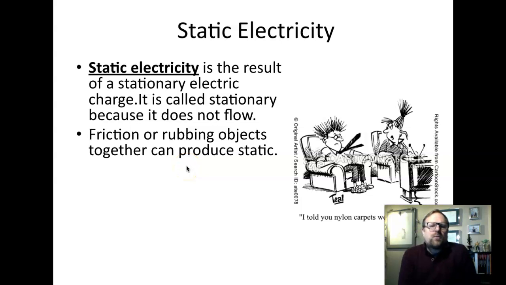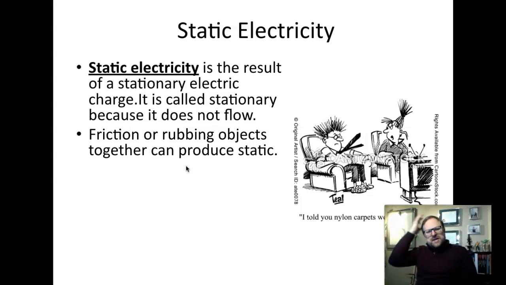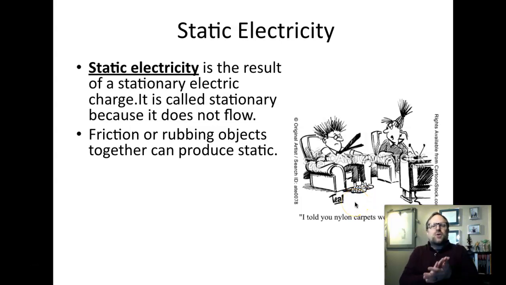Friction or rubbing objects together can produce static. So if you've ever taken a balloon and rubbed it against your hair and then stuck it on the wall, you've built up a static charge in that balloon from your hair, and it can stick onto the wall. Okay, and that's what this comic is all about here, is that they've got nylon carpets. Well, nylon helps to build up charge on objects really easily, and so if they rub their feet along, that charge is being transferred to them, and that's why their hair's standing on end, the tie's standing on end, etc., etc.